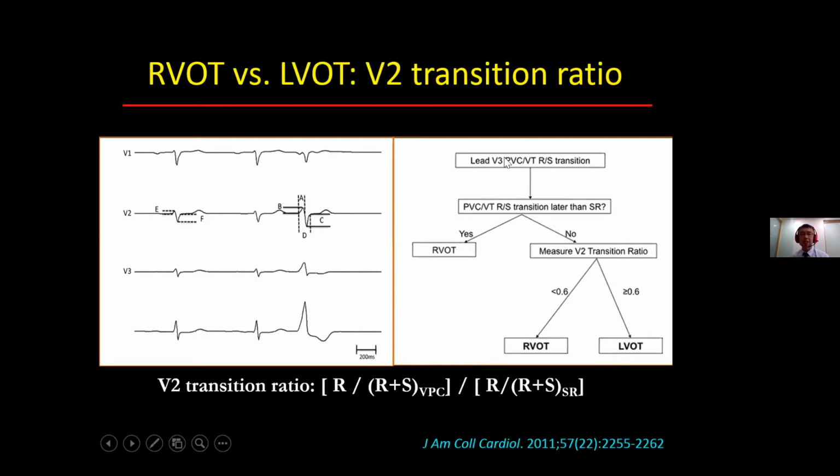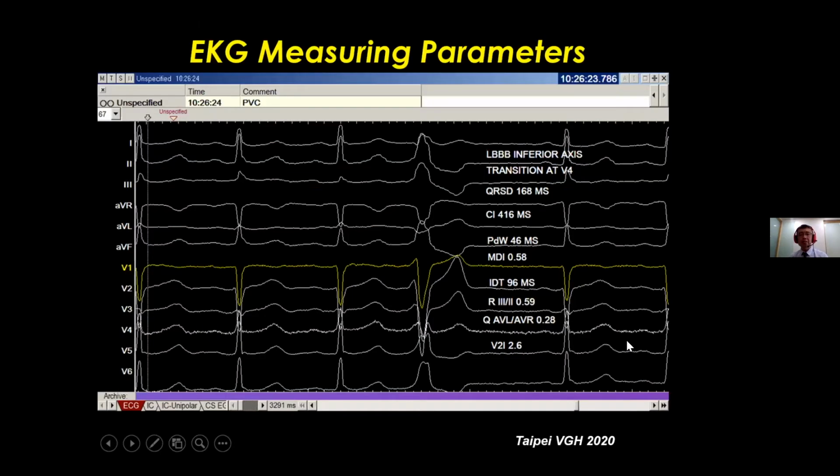This slide shows you the V2 transition ratio. Like our case, the transition is quite late, so we will not calculate the transition ratio. But if it is early, we will calculate the ratio, and if it is less than 0.6, it is coming from the RVOT. If it is higher, then it is coming from the LVOT. So from our EKG, we will consider that it is coming from the RVOT.